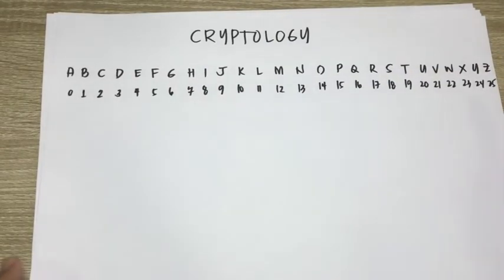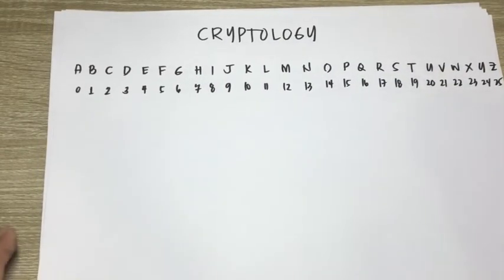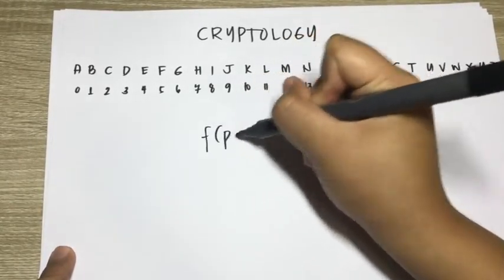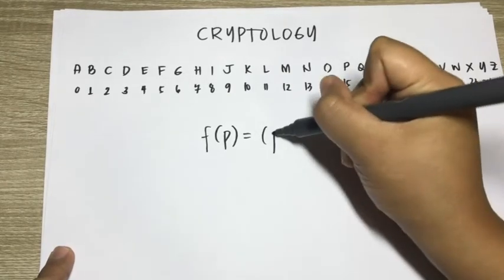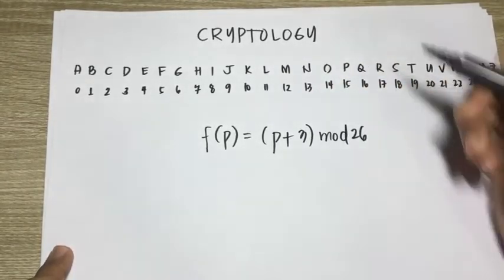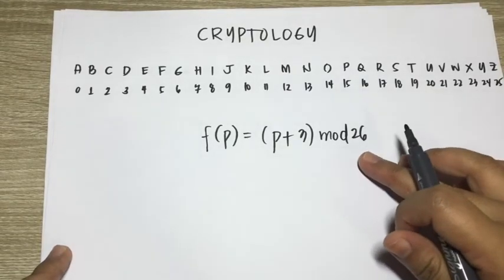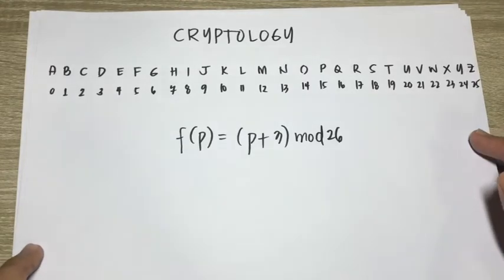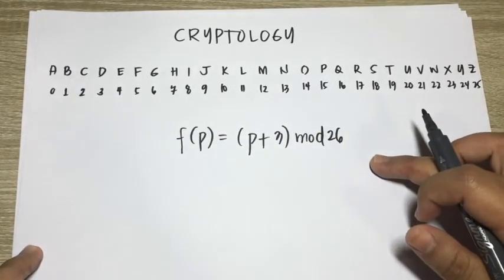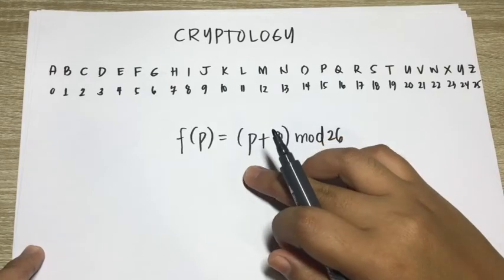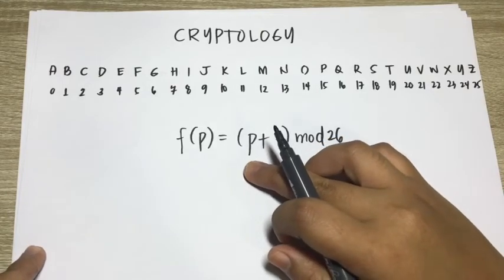Now, we have an expression or a function to designate the Caesar cipher. And this given function is in the form of f of p equals p plus 3 modulo 26. Now, we have here a modulus of 26 because we have a total of 26 letters in our alphabet. Now, in this given function, we have here p. So the p represents the designated integer for a given letter.